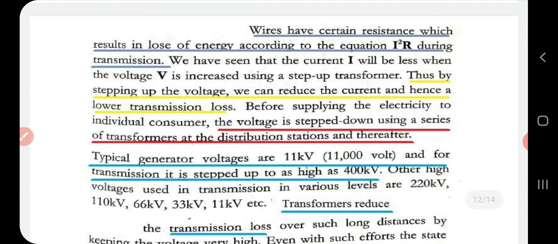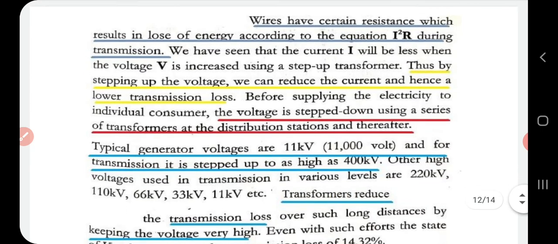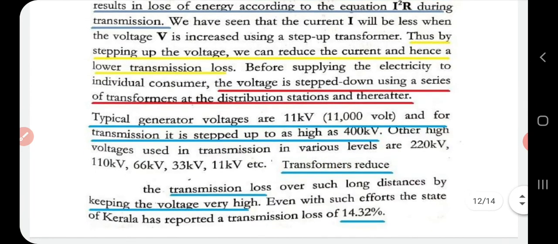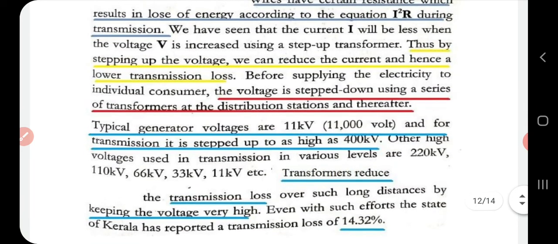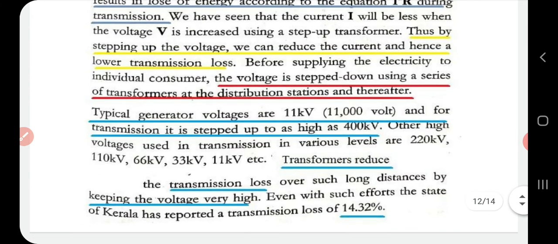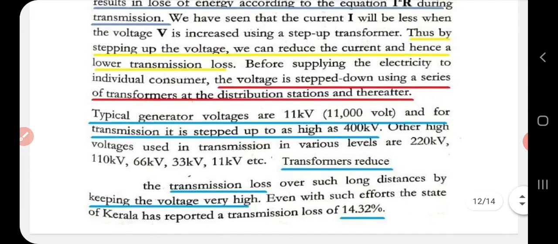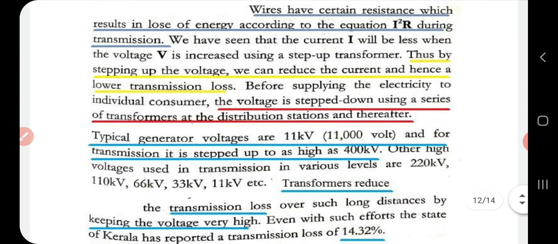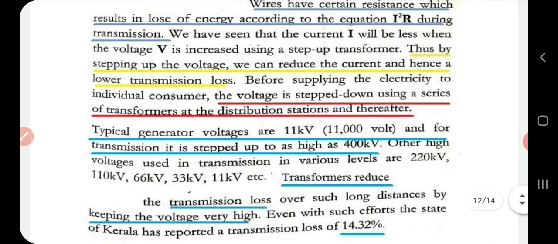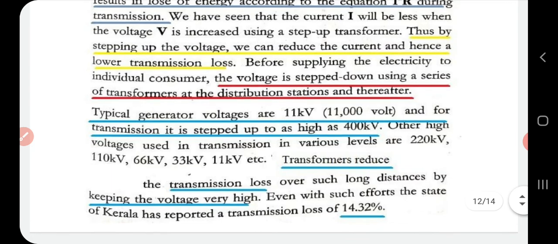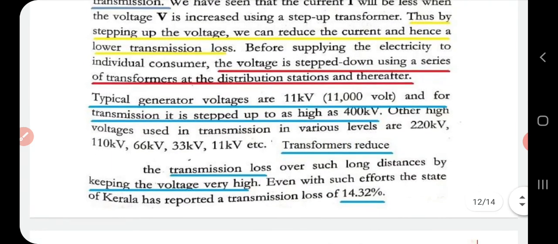Okay, now wire has certain resistance which results in loss of energy. Any metal that has got resistance, when current flows through it, there will be loss of energy according to I square R loss. Okay, now we have seen that current I will be less when voltage V is increased using step up transformer, as already told. Thus, by stepping up the voltage, we can reduce current and hence a lower transmission loss. So how can you reduce this transmission loss or heat loss? By using a step up transformer, because a step up transformer steps up voltage and thereby reduces current, hence there will be a lower transmission loss.